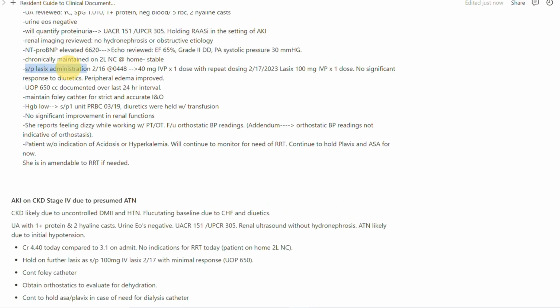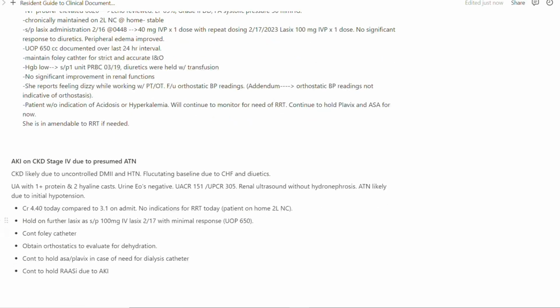Status post Lasix administration on February 16th, and then another dose on February 17th. Lasix 100 milligrams, no significant response to diuresis, peripheral edema improved. So I'm going to move that just to another plan. So now they're not recommending any further diuretics. So I'm going to say hold on further Lasix as status post 100 milligrams IV Lasix on February 17th with minimal response in the urine output here that they included. Here we go. Urine output here. Maintain Foley for strict in and out. So I'm going to say continue Foley here. That's again part of the plan.